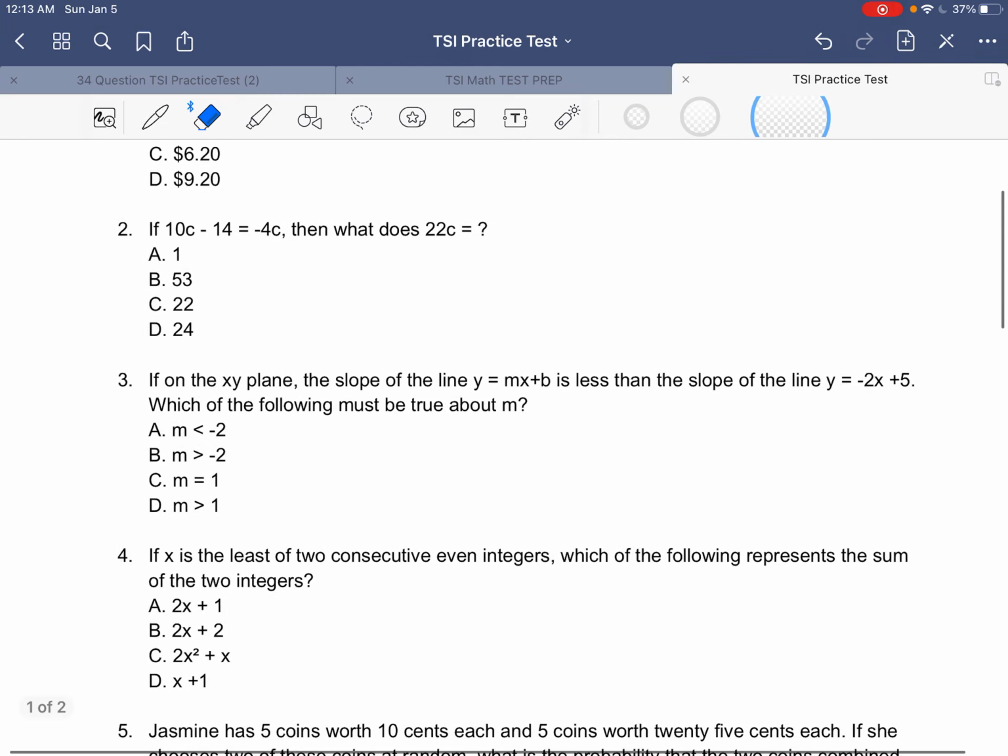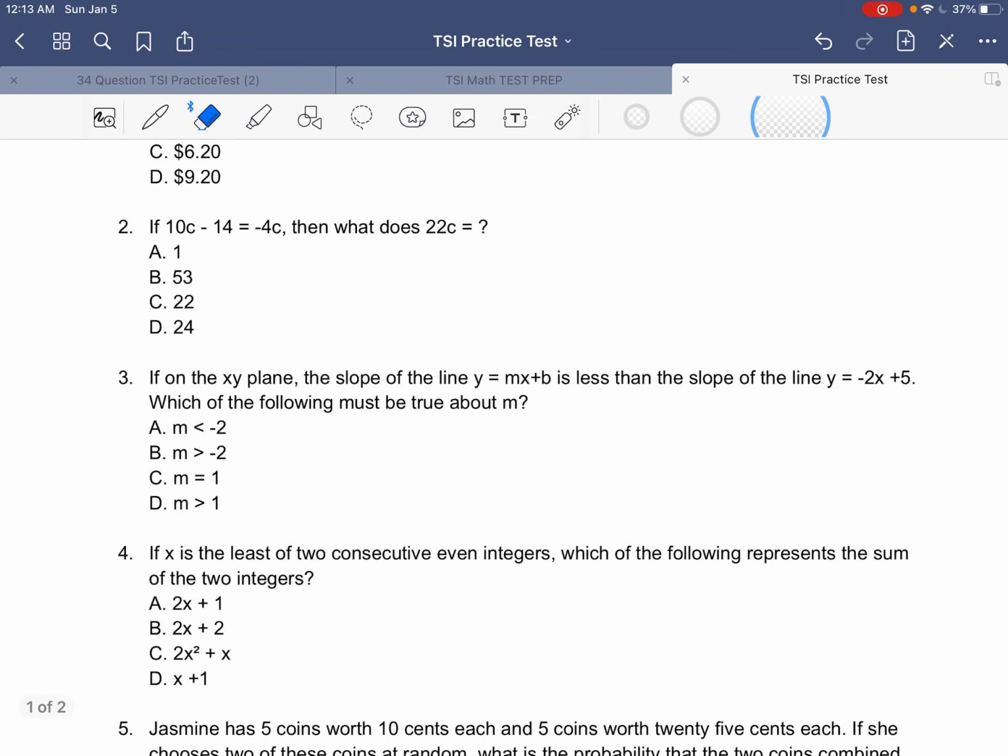Okay, number 2 says, if 10c minus 14 is equal to negative 4c, then what does 22c equal? So 10c minus 14 is equal to negative 4c. First we have to solve for c by getting all the c's on the same side and the numbers on the other side. So right now we're just going to be thinking about moving. When we are moving, all we need to do is add or subtract. All we're doing is moving. We're not solving it.